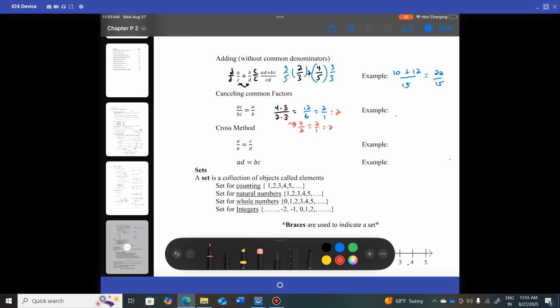Cross multiplying: if you have something like 3 over 4 equals x over 5, the simplest way to solve this is multiply the 5 over and then multiply the 4 onto the other side, and you end up being able to solve this. So you have 15 equals 4x, and then divide by 4 and you get x equals 15 over 4.